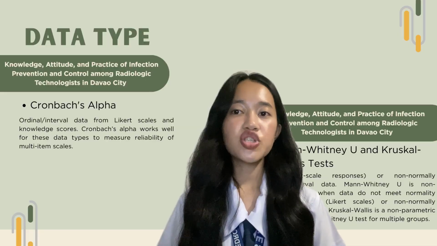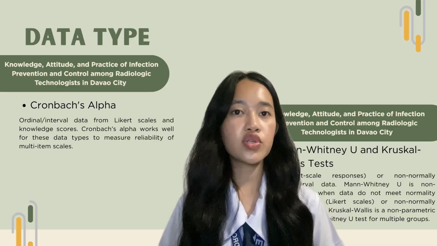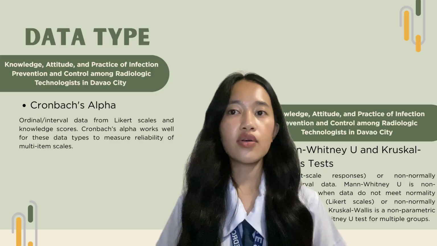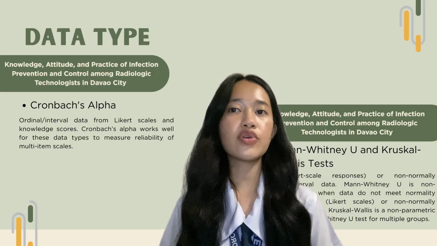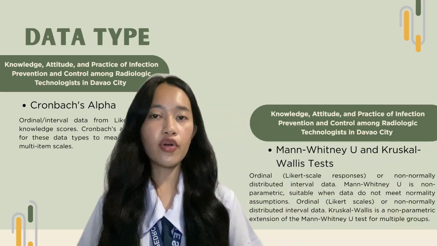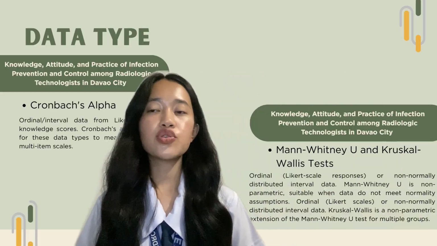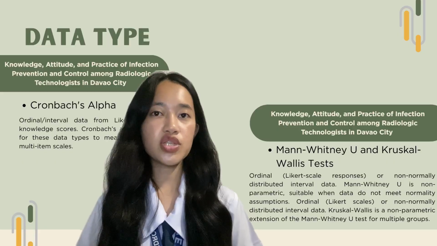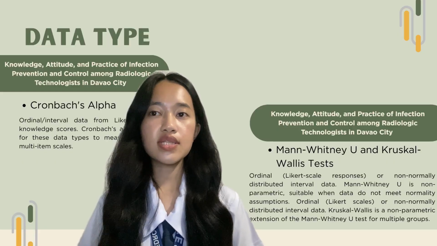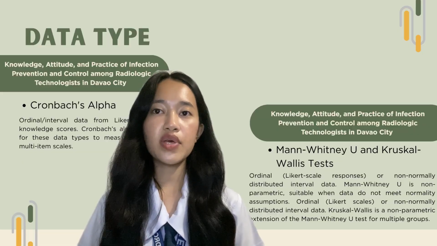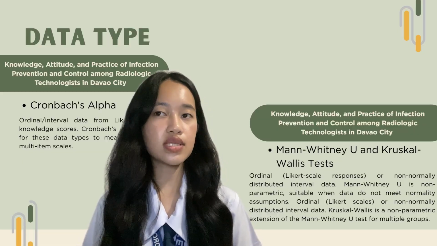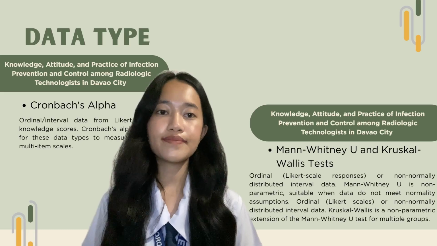This statistic checks if the items within each category, which is the knowledge, attitude, and practice, consistently measure the same concept. A high alpha value confirmed that our survey was reliable. Fourth, we used the Mann-Whitney U test to compare the scores between two groups, such as male and female technologists. Since some of our data were ordinal or not normally distributed, this non-parametric test helped us determine if there were significant differences without assuming a normal distribution.